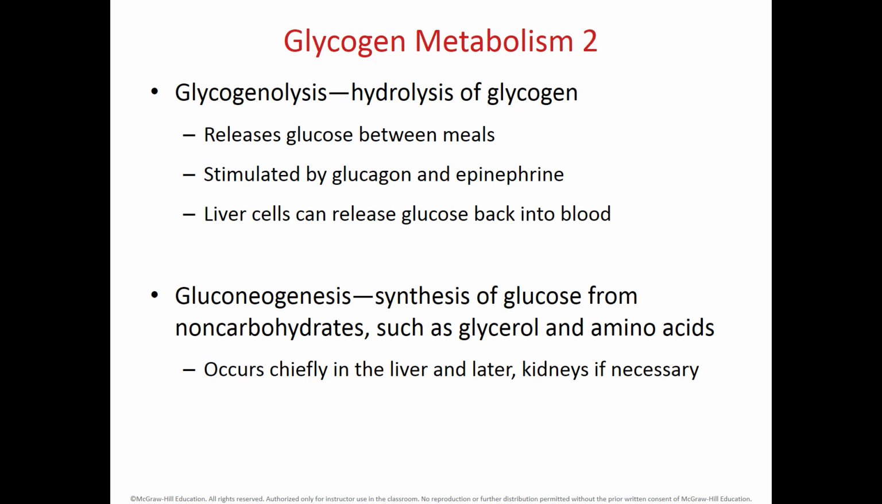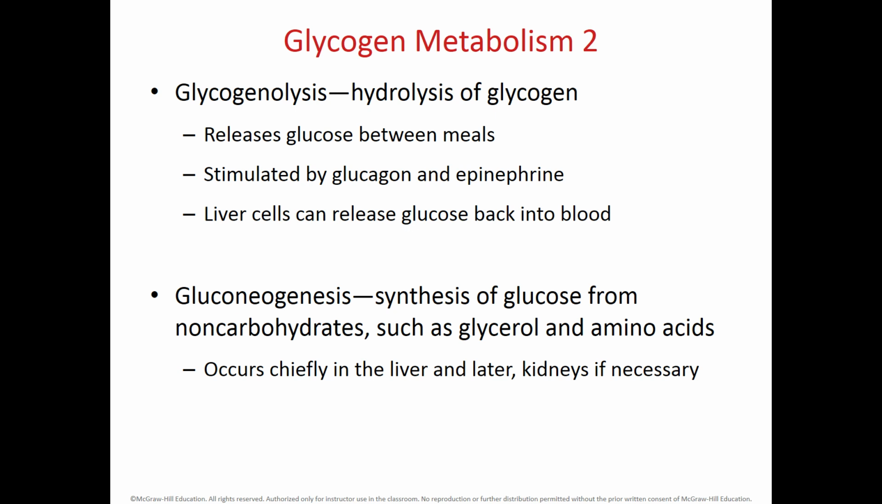Now, if someone is fasting, this glycogen is going to be broken down in what we call glycogenolysis, or hydrolysis of glycogen. So glycogenolysis is important because it helps to release glucose between meals, and the hormones that stimulate glycogenolysis are glucagon and epinephrine. So these are the antagonistic hormones for insulin. While insulin forms glycogen, glucagon and epinephrine break down glycogen.